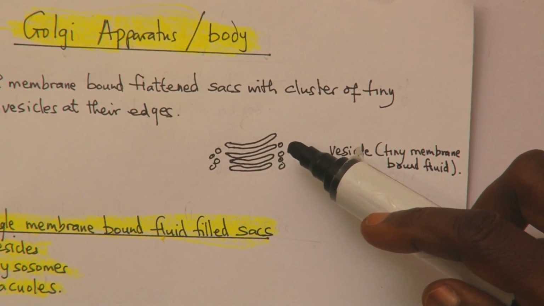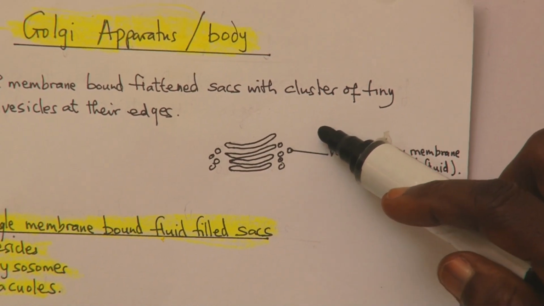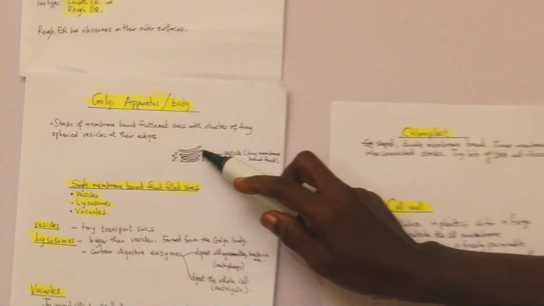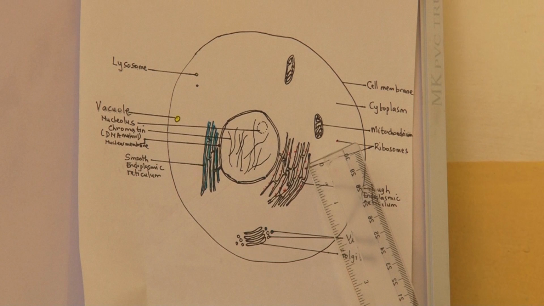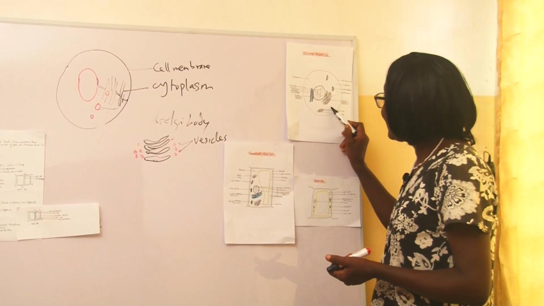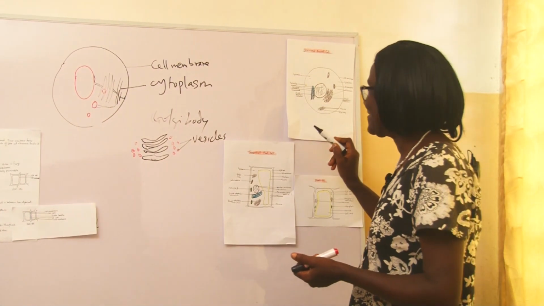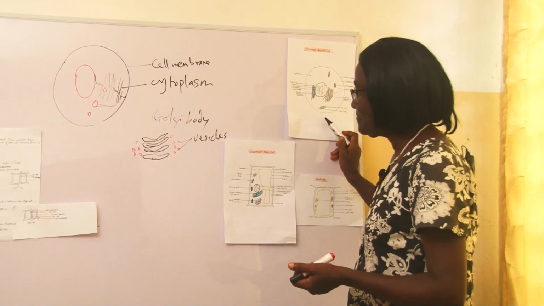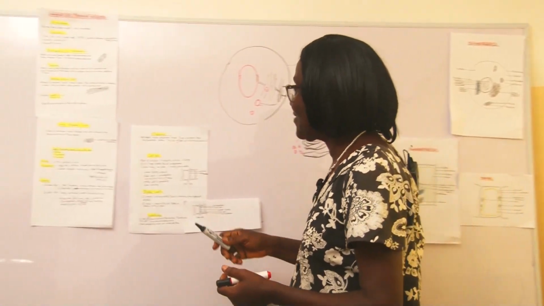You see these vesicles? These vesicles contain substances and they are like transporting sacs. They will move from here to another part of the cell. So here we have the Golgi body with the vesicles. And the vesicles cut off and are moved to other parts of the cell. Very neat. Transporting sacs. That's Golgi bodies. Good.